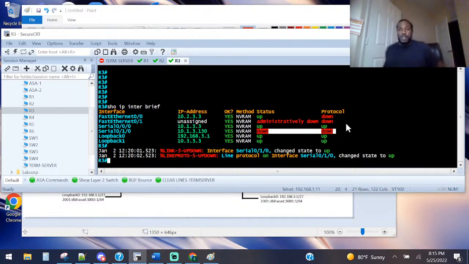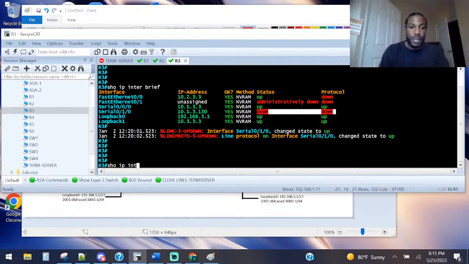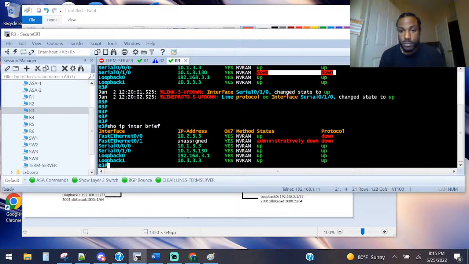Let's see. I see it. Oh, there it goes. Right there. It came up. There it goes. Perfect. Show IP interface brief. Now it's up. Y'all see that? Good to go. So it was a cabling issue. See, layer 1, basic stuff, man.